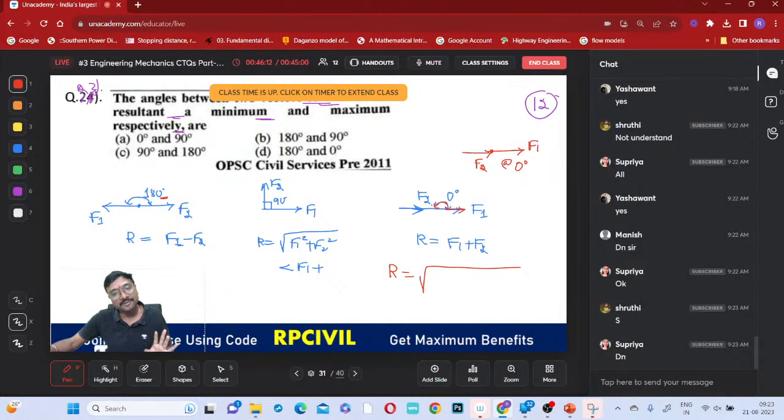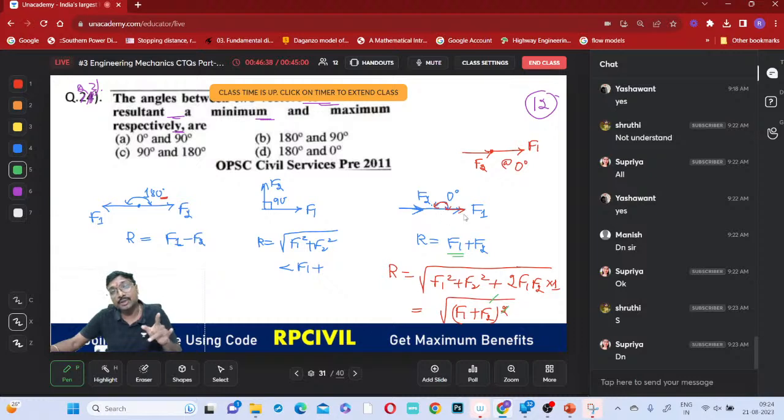Or if you apply this formula, the resultant is the square root of F1 squared plus F2 squared plus 2 F1 F2 cos 0. What is cos 0? It is 1. So this is a squared plus b squared plus 2ab, which is (a plus b) whole squared. So the square root of (F1 plus F2) whole squared, the square and root cancel, and you get F1 plus F2.